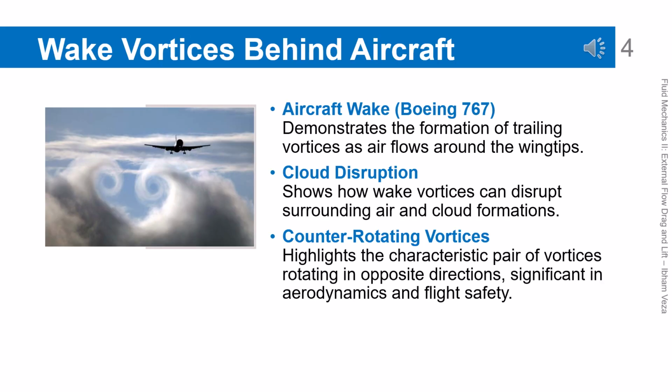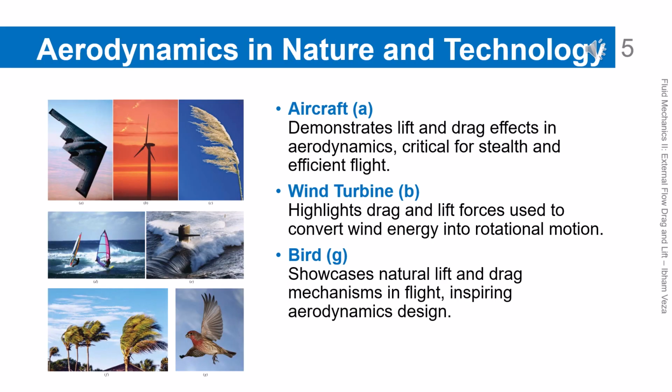Wake vortices behind aircraft. This figure shows the formation of wake vortices behind an aircraft due to airflow around the wingtips. These vortices rotate in opposite directions and can persist far downstream. Their presence can disturb surrounding air or clouds and can be hazardous to other aircraft. This phenomenon shows that external flow not only affects forces on the object, but also the flow field behind it. This concept is very important for flight safety and airport aerodynamics.